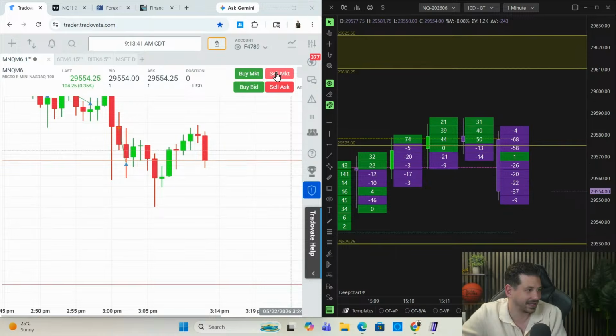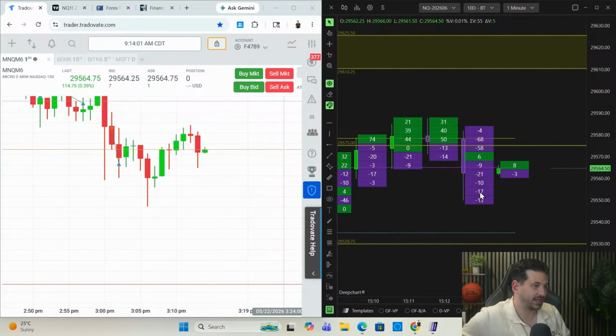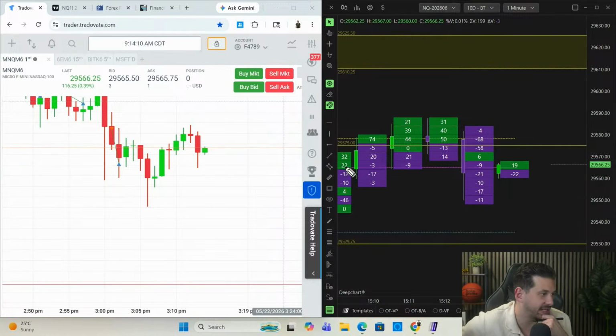I don't want to chase it. It's too big of a stop for me. It's not ready yet. Nah, I don't think this is going down. The sellers had a good little run here, but I don't know. We'll see. That buyer's still in the market and still defending.